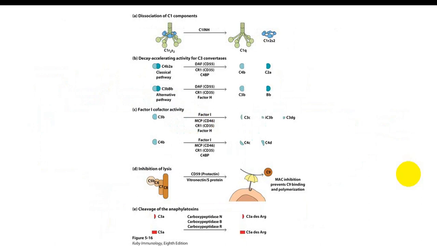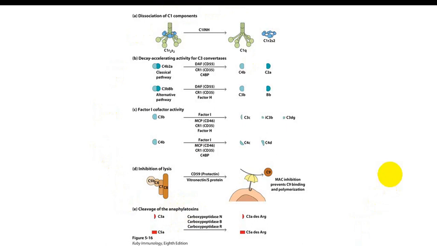So this is the snapshot summary of all the complement regulatory pathways. We have dissociation of C1 components. You have a role of decay accelerating activity of C3 convertase, factor I activity, inhibition of lysis by protectin, and finally cleavage of anaphylotoxins. Of course, at this stage, it will be difficult to understand all the five regulatory mechanisms together. So what I have done, I have singled out each mechanism and we will study this in detail. First, let's go with C1 inhibitor.